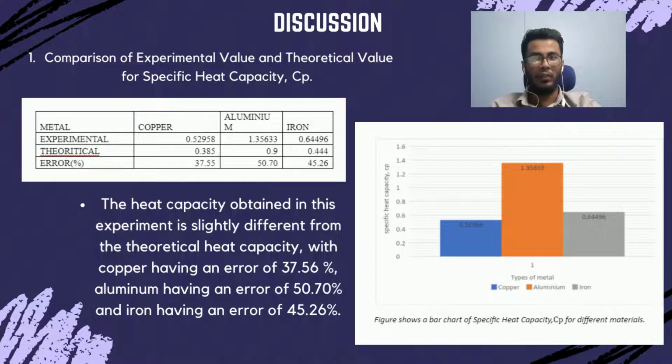So for copper it was 37.55%, for aluminium it was 50.70%, and for iron it was 45.26%. So from here we can see that the heat capacity obtained in this experiment is slightly different from the theoretical heat capacity, and one bar chart was plotted where it is clearly shown that aluminium has the highest heat capacity.